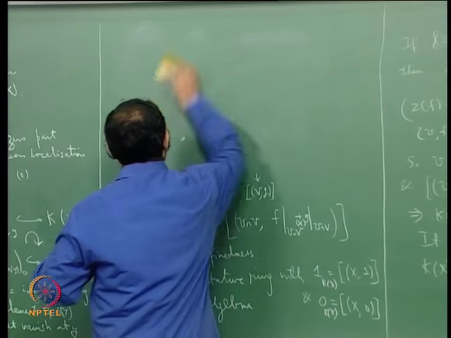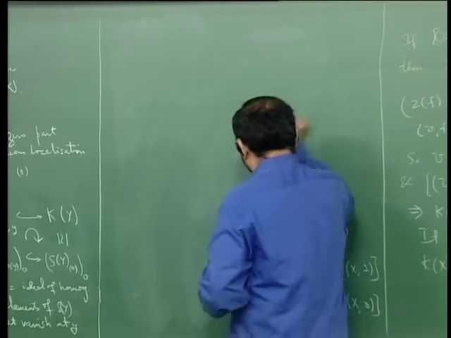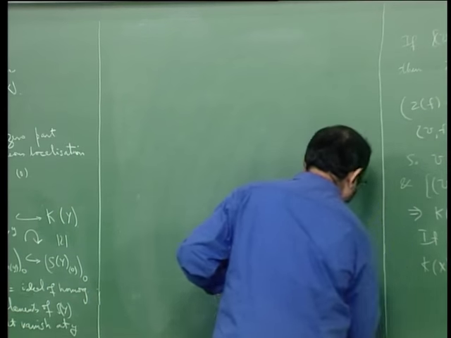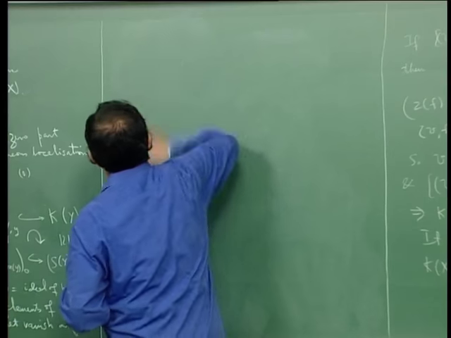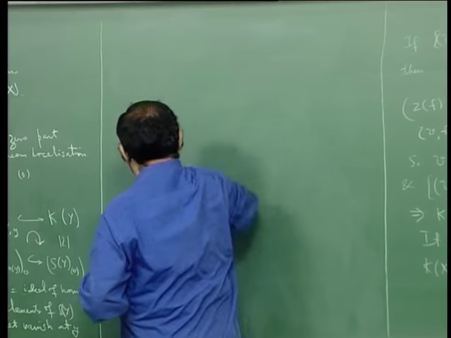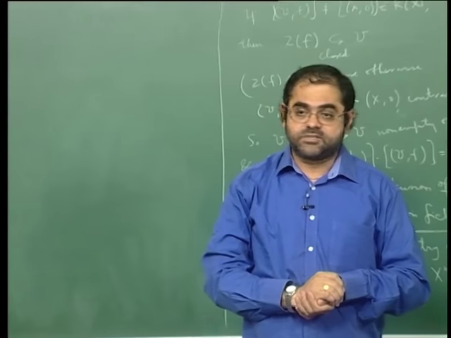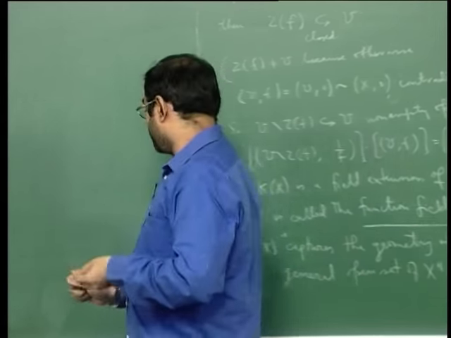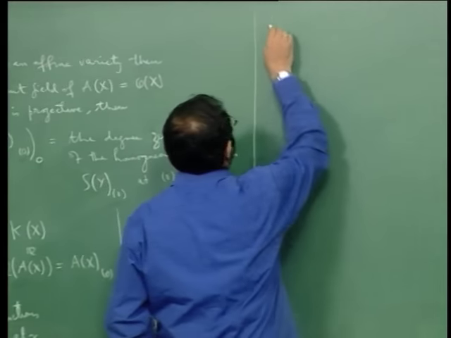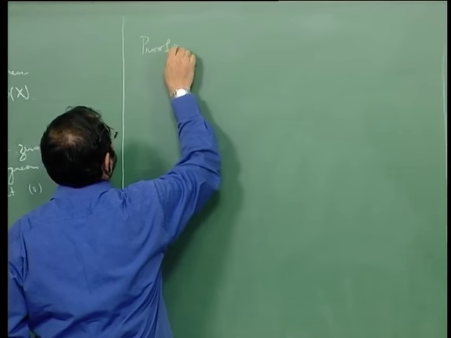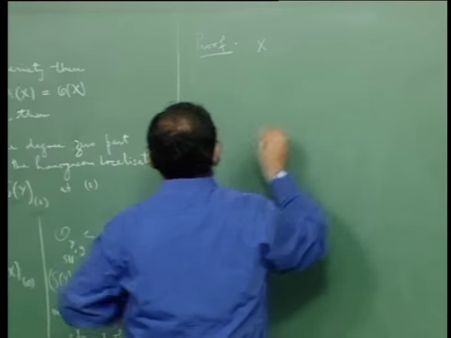And then I can use this to show also that there are no non-constant regular functions on a projective variety. So here is a proof. We start with X, an affine variety.